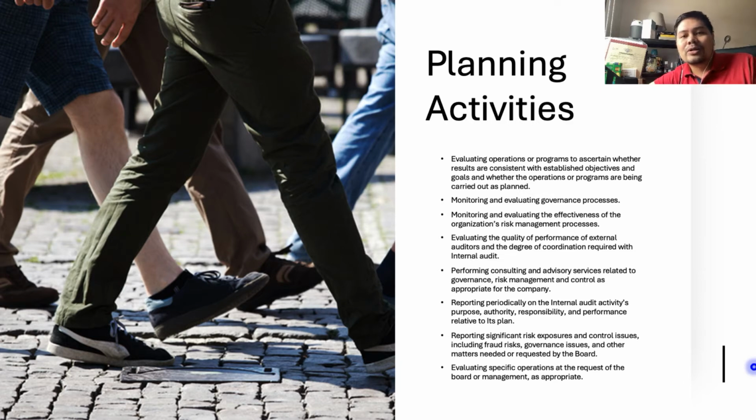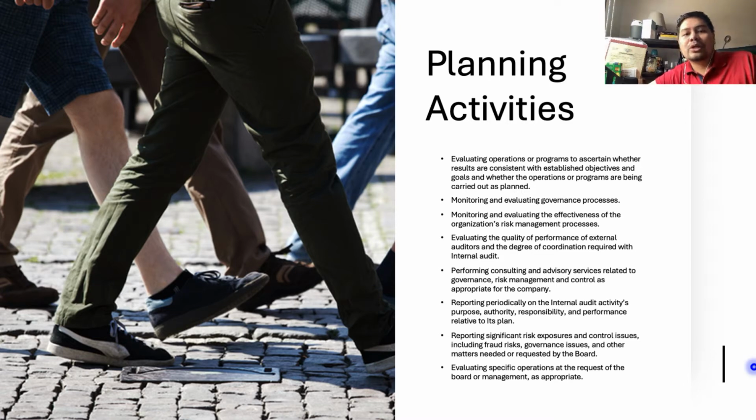Okay. Also included in the planning activities is the monitoring and evaluating the effectiveness of the organization risk management process. So coming from the definition of internal auditing, we should also evaluate the effectiveness of the risk management. Okay? Of course, kung tinitingnan natin yung governance and then yung risk management, remember, we are also looking into the control processes.